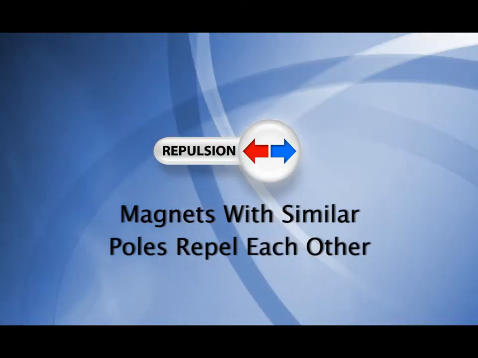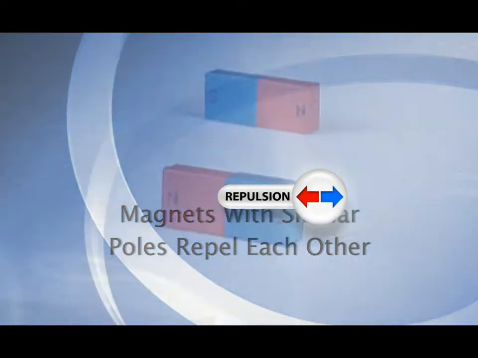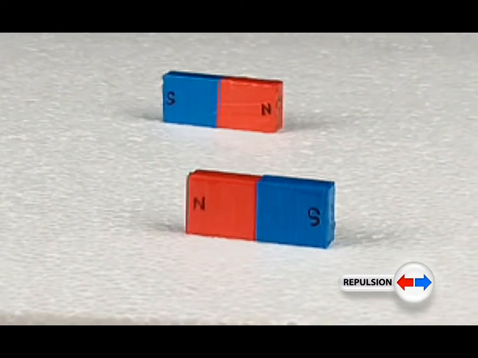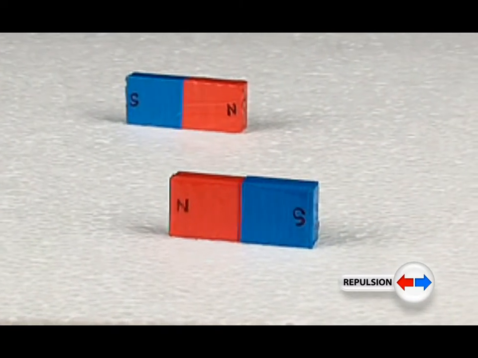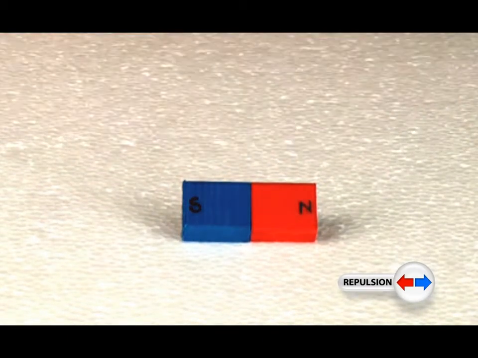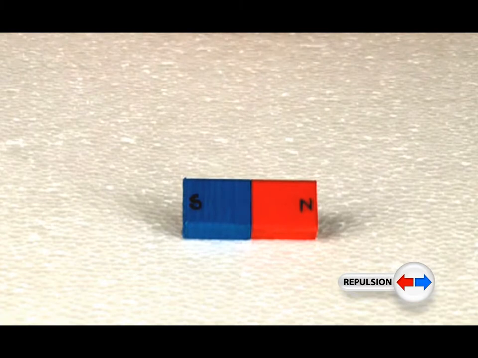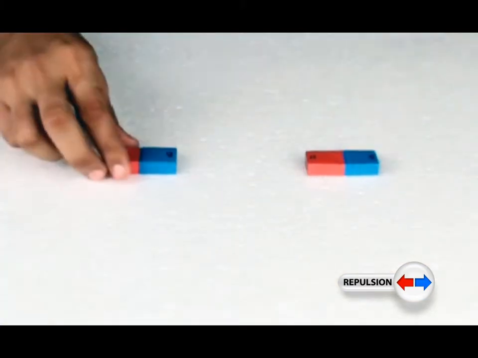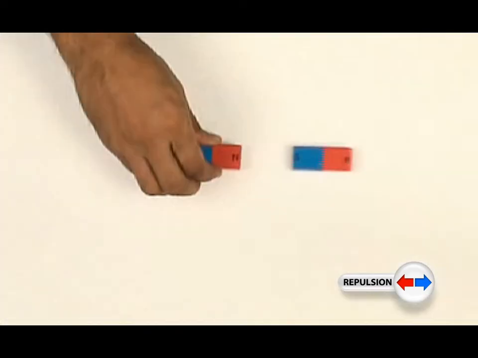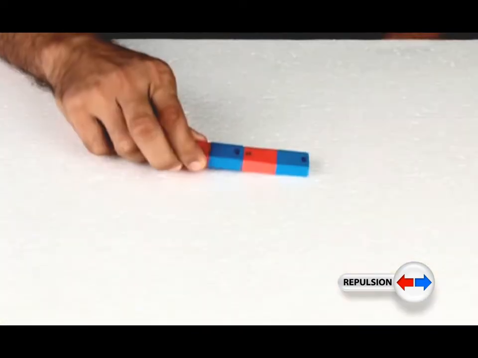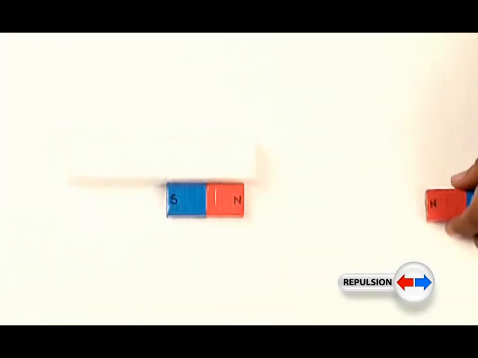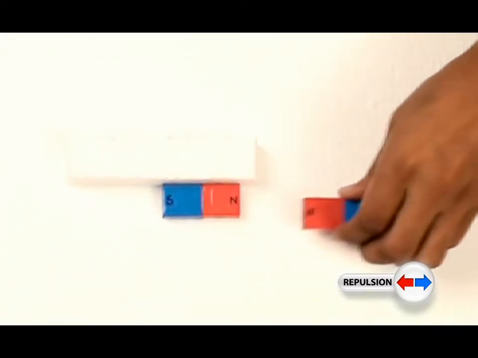Magnets with similar poles repel each other. What is the meaning of similar poles? To see this property, we need to use bar magnets. Bar magnets have north and south poles at both ends. Opposite poles of the magnets attract each other, while similar poles repel each other.